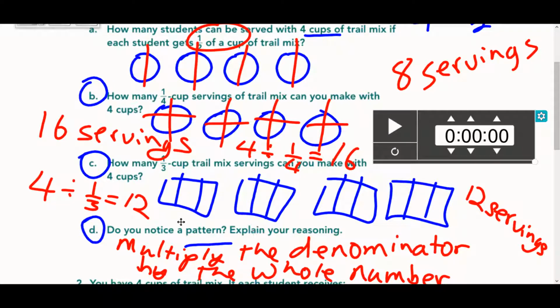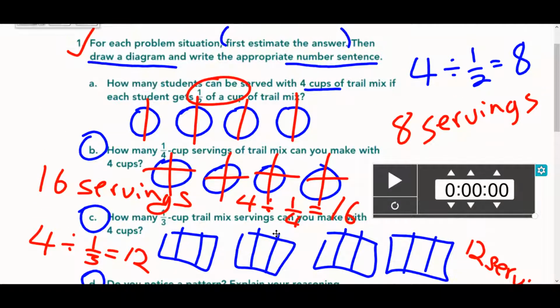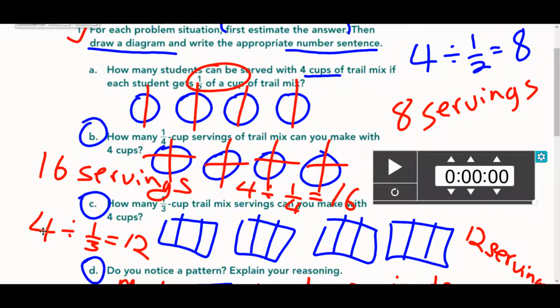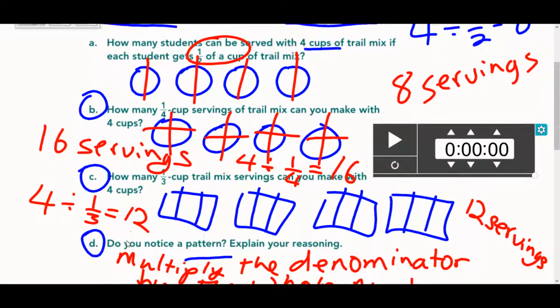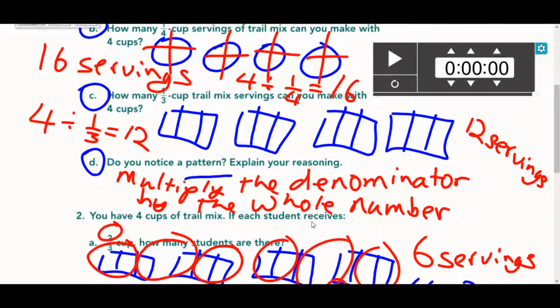Then we were asking, do you notice a pattern? A lot of you saw that if we take the denominator, this 2, and we multiply it by the whole number, we would get our answer of 8. So it works. 2 times 4 equals 8. 4 times 4 is 16, and 3 times 4 is 12. So we said if you multiply the denominator by the whole number, then you get your answer. Okay, but does this work all the time?